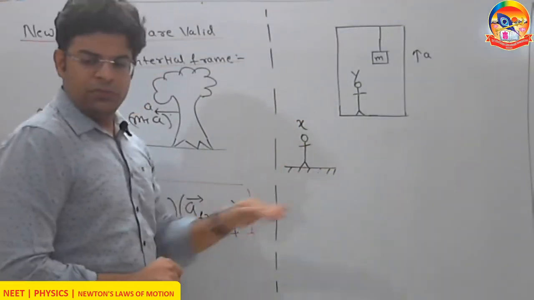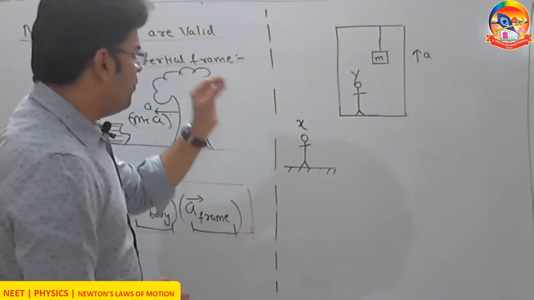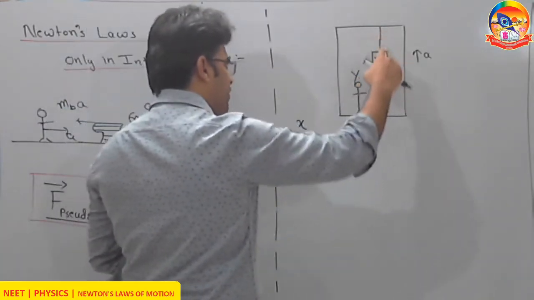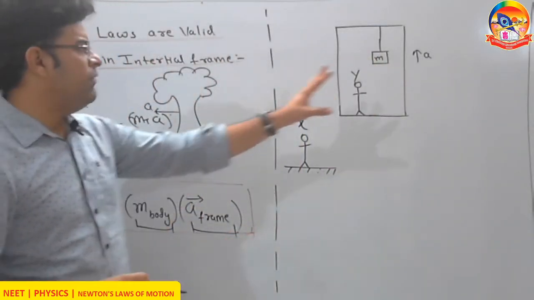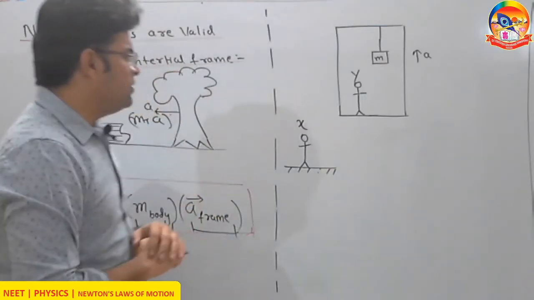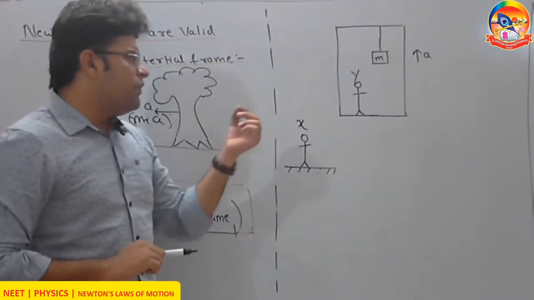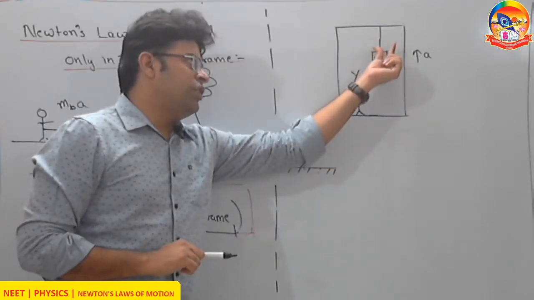X is on the ground, fixed. Y is inside an elevator. From the ceiling of the elevator, we have a block of mass m connected. Now let's say this whole elevator accelerates up with an acceleration a. The question is, what will be the tension in the string observed by X? What will be the tension in the string observed by Y?